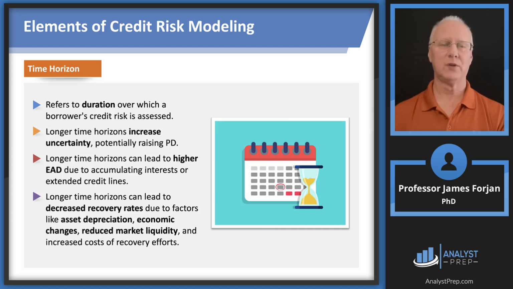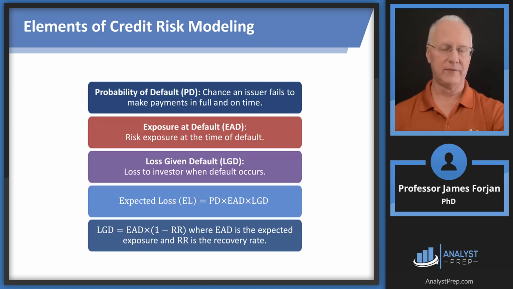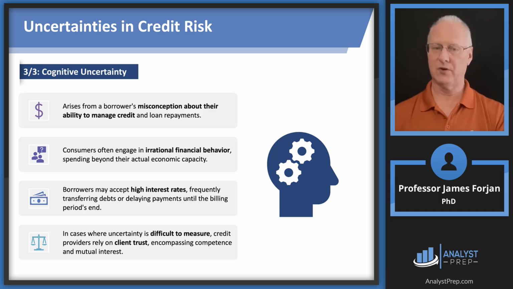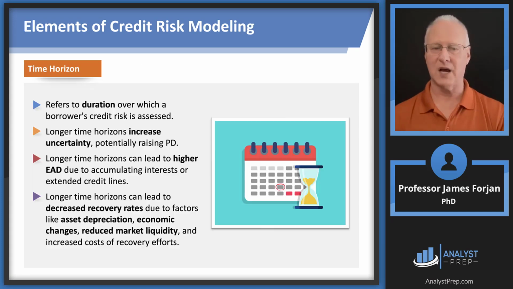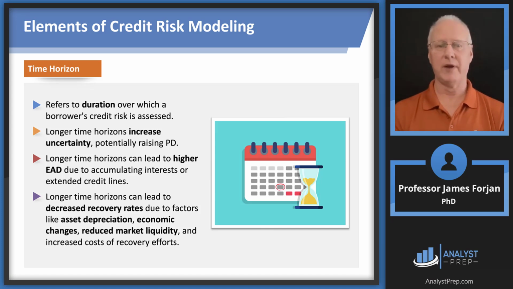I think the good exam question here is, all right, let's go back. We know these variables here. We know these types of uncertainties here. I can even keep going back to the whole CAMEL system, right? So we know all of that stuff. The question then is, look at the bottom: can lead to decreased recovery rates, lower values of the asset and collateral, economic changes, reduced market liquidity, all those things that we mentioned inside of the CAMEL system. You see how, even though they said something like it's not really relevant these days, the components of the CAMEL system are super relevant.